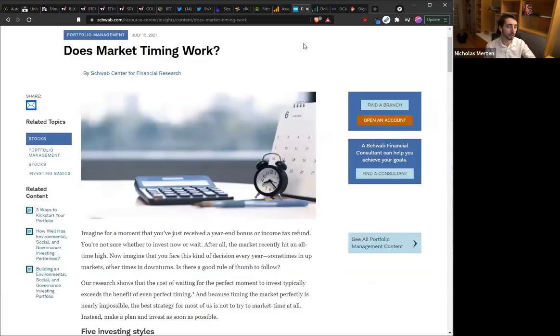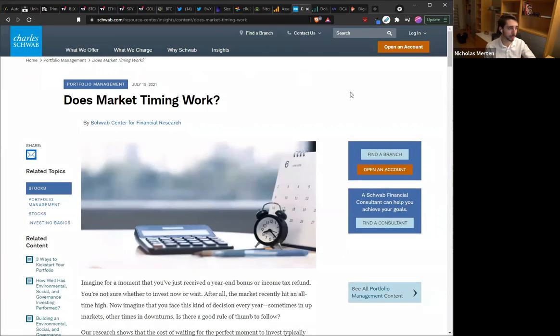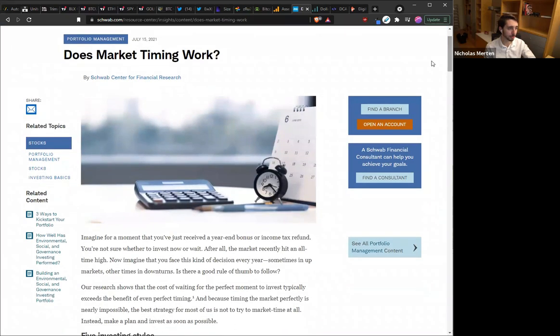Charles Schwab, a major financial company, put out a really interesting article earlier this summer, and they really focused on this topic in relation to portfolio management, which is, does market timing work? To always time the market, whether you're trading or investing, people want to get something at a discount, at a favorable price, so they can sell it at a later date. That is every single asset market. It doesn't matter if you're investing in the stock market or crypto. The name of the game is to buy low and sell high, right?